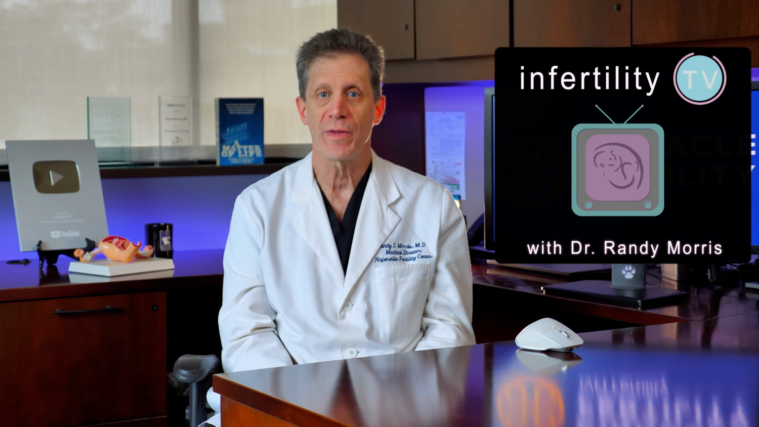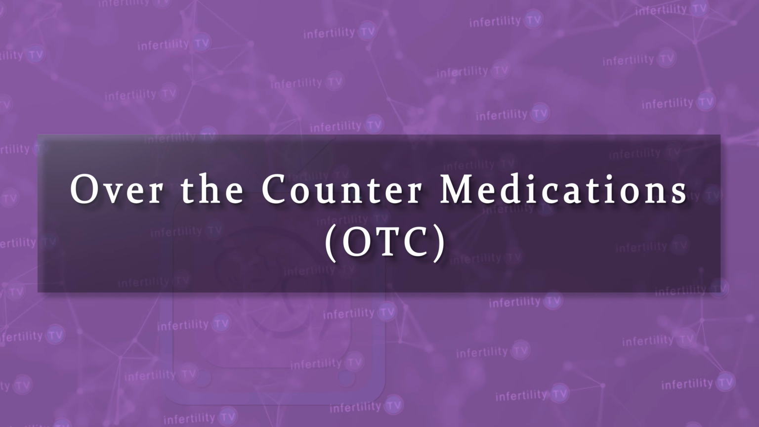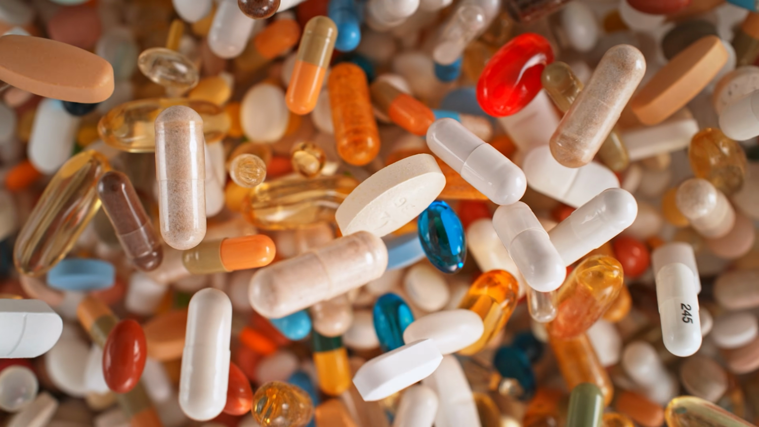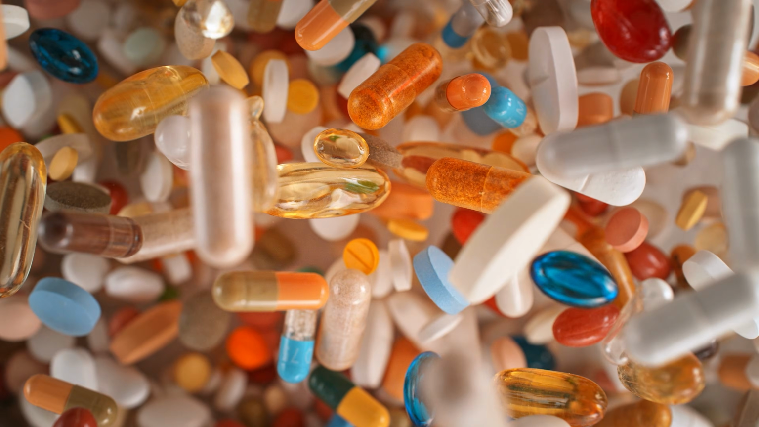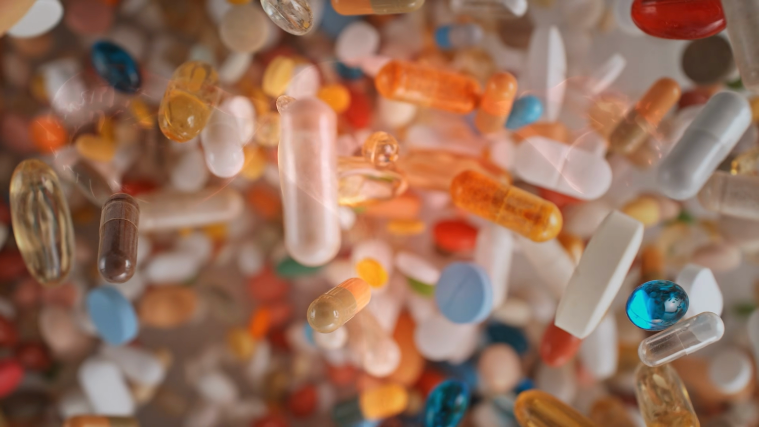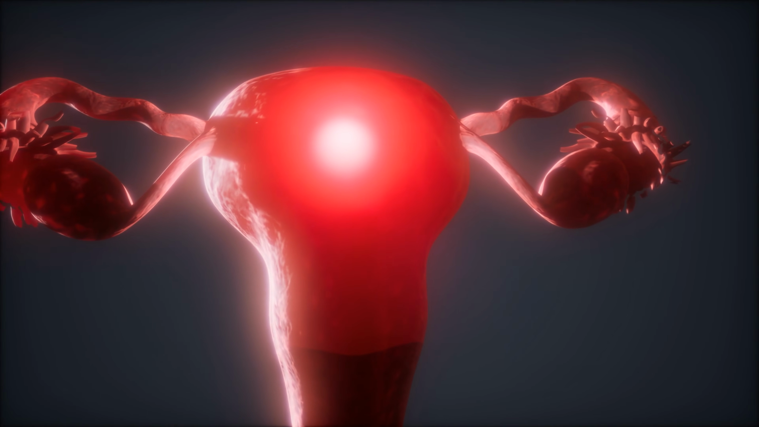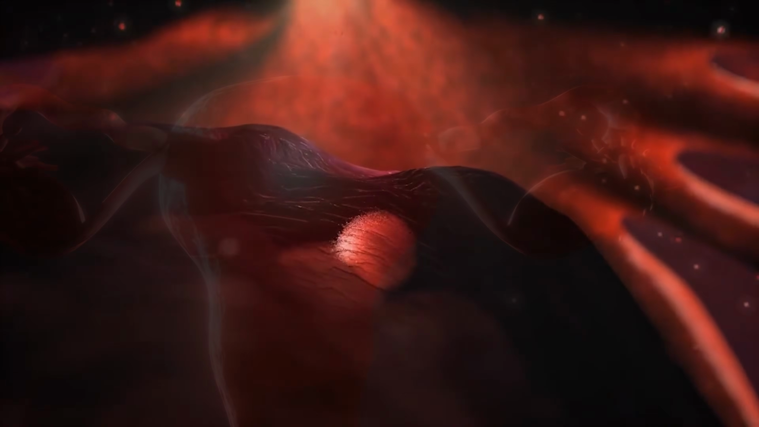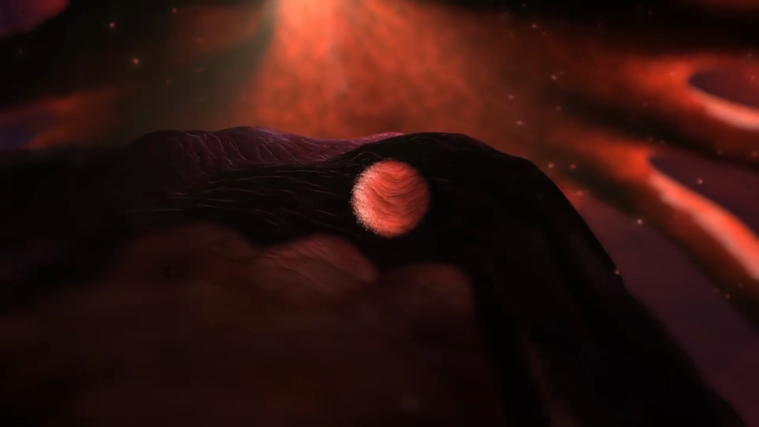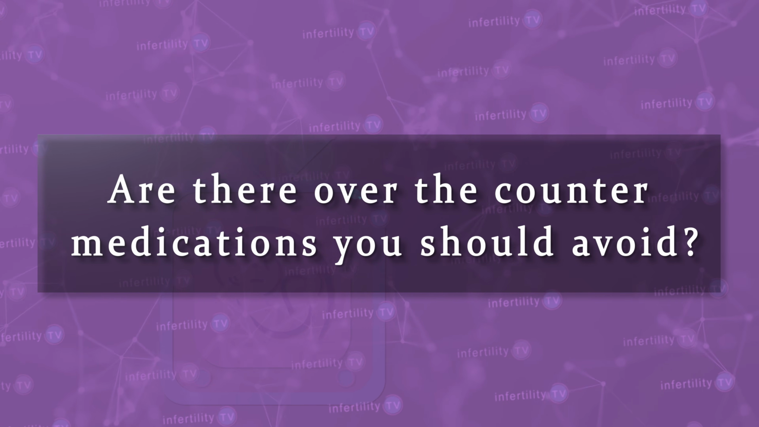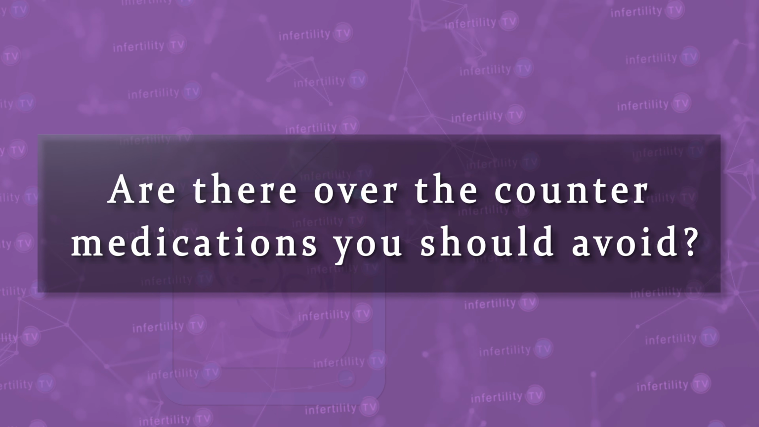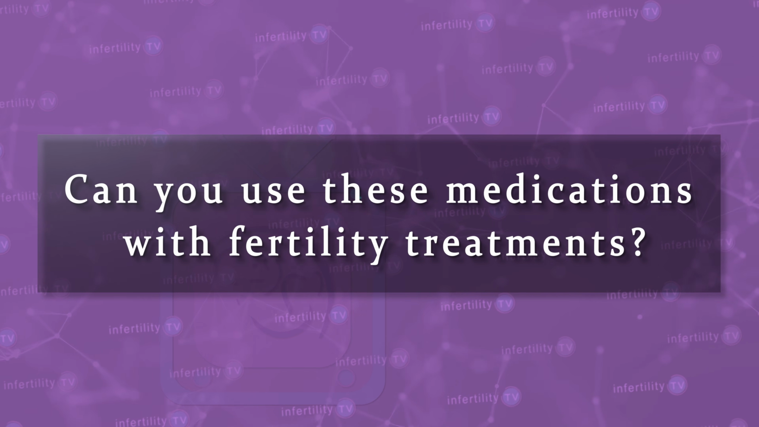In the United States, medications that can be purchased without a doctor's prescription are called over-the-counter medications, or OTCs. There are many different over-the-counter medications that can be used to help alleviate pain. Some of these medications may have an impact on different parts of the reproduction process, such as ovulation. Are there over-the-counter medications you should therefore avoid? Which ones? Can you use these medications with fertility treatments?